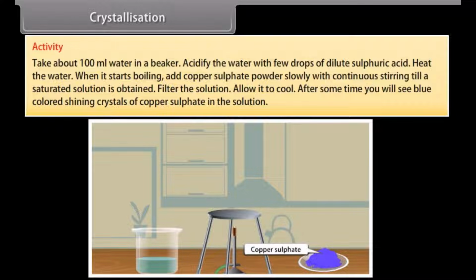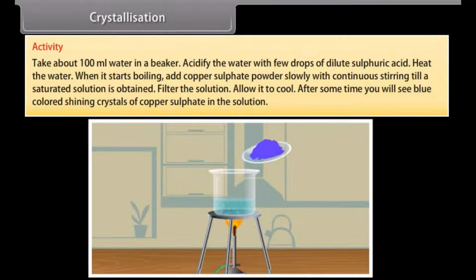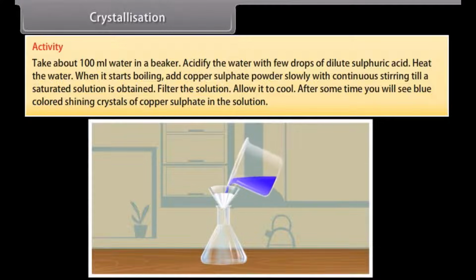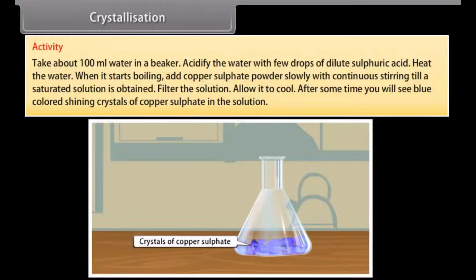Activity. Take about 100 ml water in a beaker. Acidify the water with a few drops of dilute sulfuric acid. Heat the water. When it starts boiling, add copper sulfate powder slowly with continuous stirring till a saturated solution is obtained. Now filter the solution. Allow it to cool. After some time you will see blue-colored shiny crystals of copper sulfate in the solution.